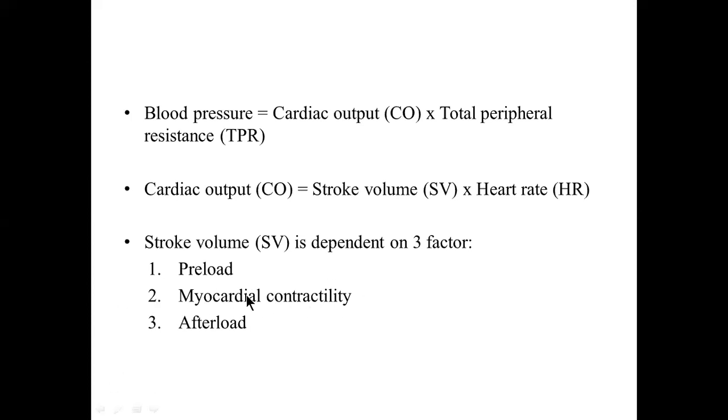And since myocardial contractility is directly proportional to the stroke volume, impaired myocardial contractility will result in a drop in stroke volume. And since the cardiac output is directly proportional to stroke volume, a reduction in the stroke volume will mean reduction in the cardiac output. So this is how myocardial infarction or ischemic heart disease results in heart failure.